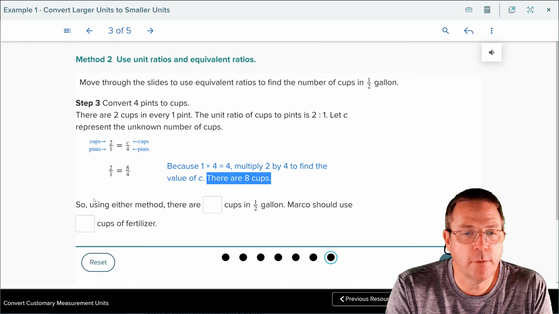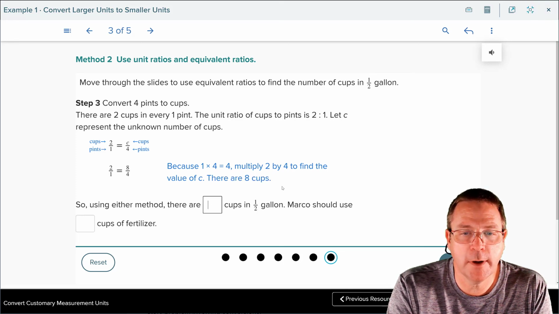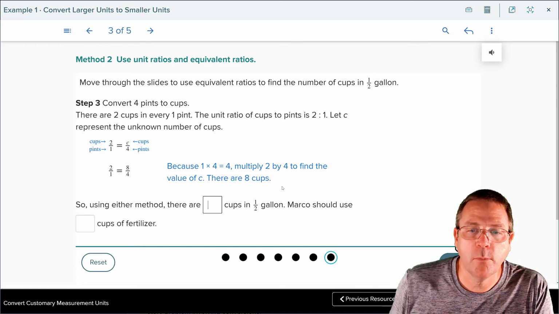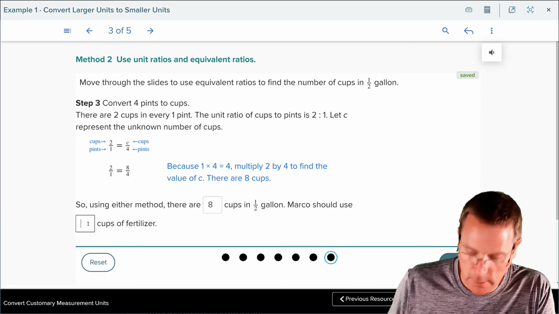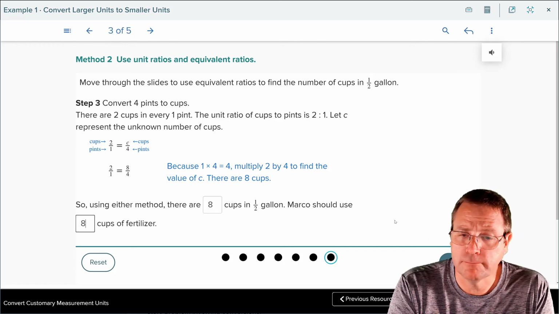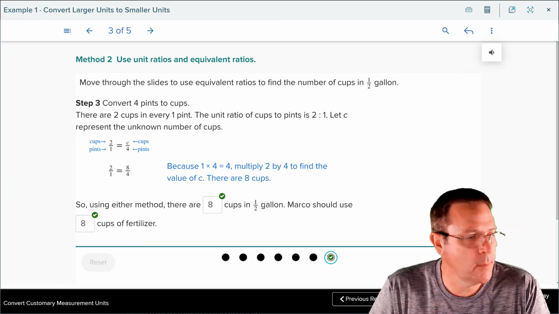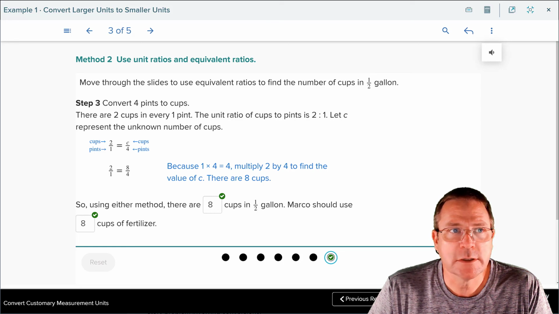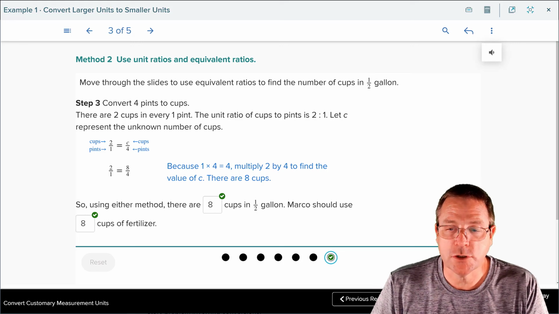So we're going to fill in our blanks. Using either method, how many cups are in a half gallon? The answer we came up with was 8, and therefore Marshall should use how many cups of fertilizer? I believe it's going to be 8 again. I'm not positive I remember the question, but let's go back and look at it. Yes, excellent. We did remember it well. We are going to stop this as part 1 of our video, and we will come back with part 2 of our video here in just a moment.